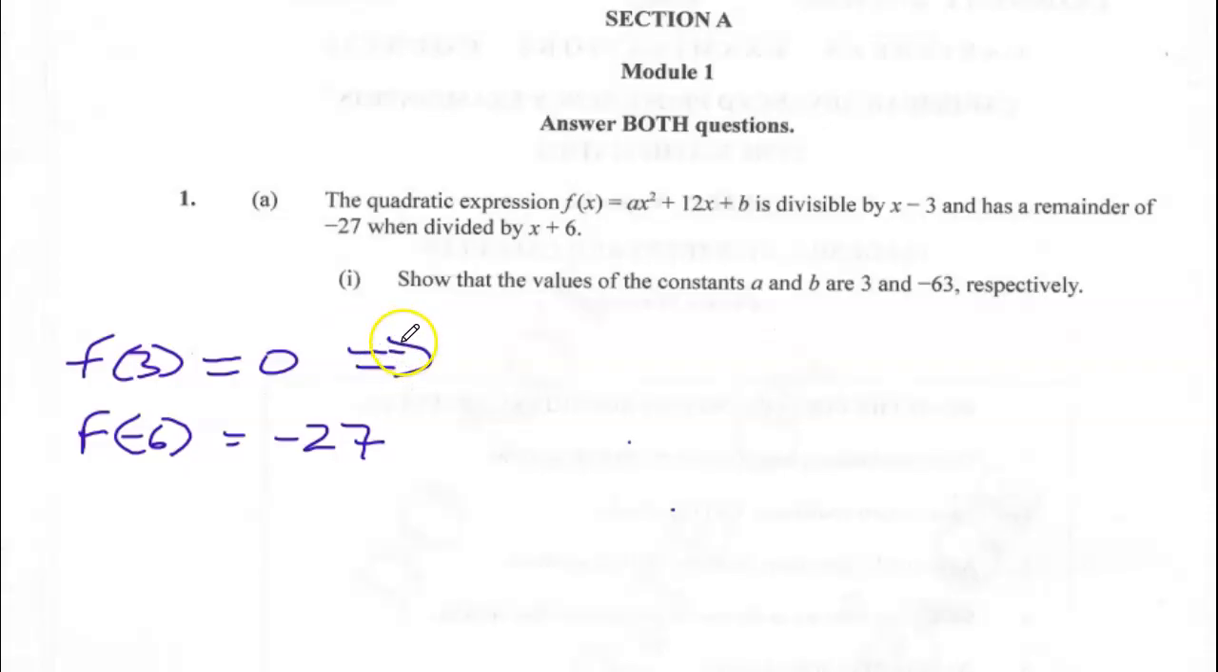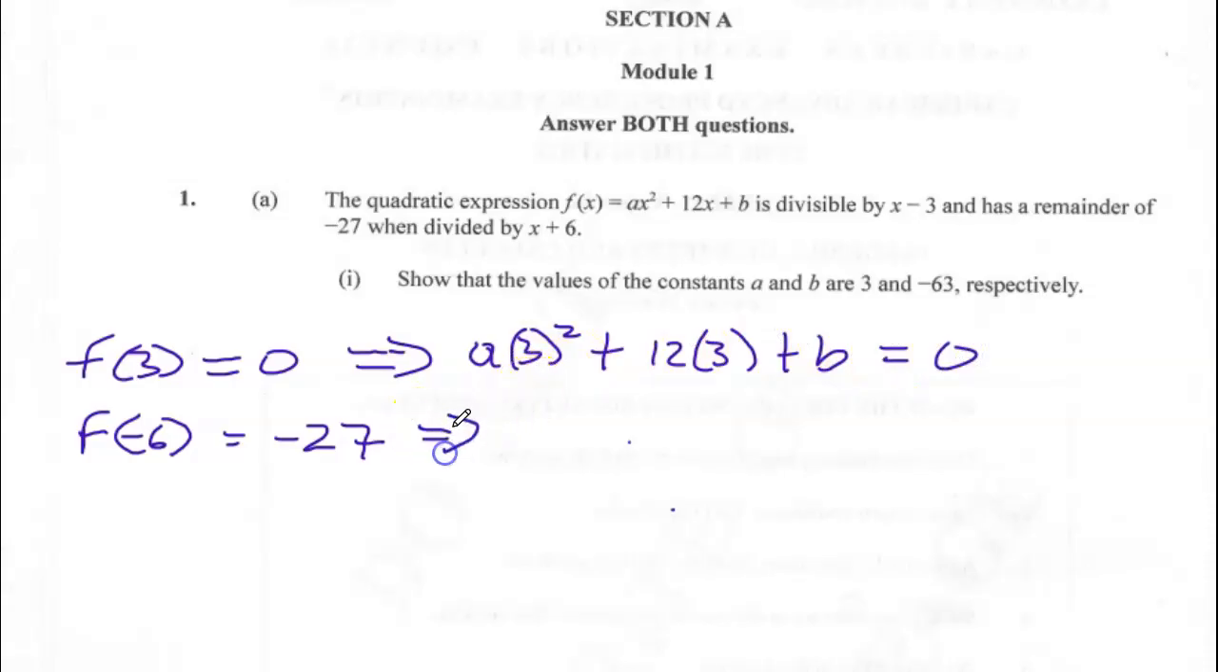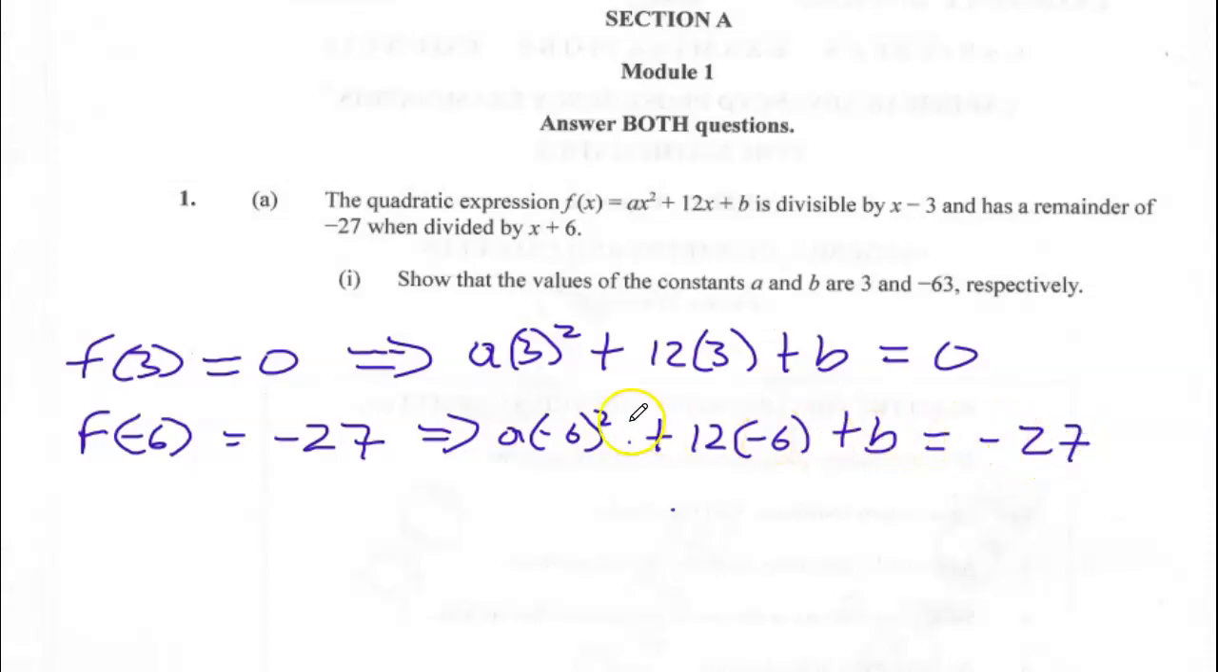So ax squared becomes a times 3 squared, 12x, 12 times 3, plus b. And that's equal to 0. In the second equation, replace x with minus 6, so ax squared becomes a times minus 6 squared, plus 12 times minus 6, plus b, equal to minus 27. So we have a pair of simultaneous equations which we need to solve.